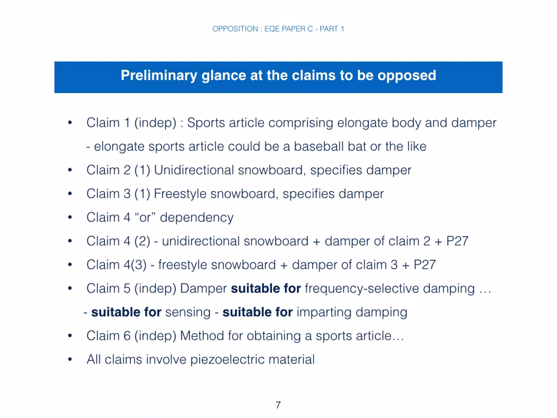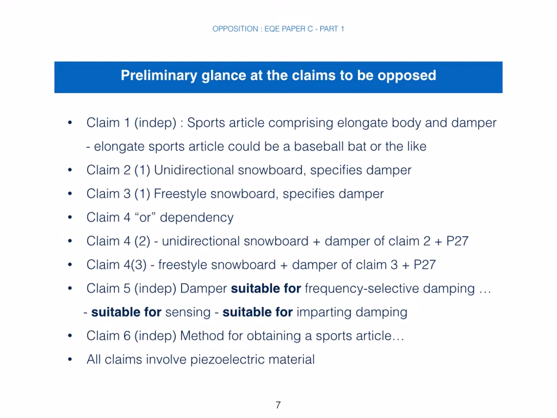An elongate sports article. At this stage we could imagine we will encounter other types of elongate sports articles, such as a baseball bat or things like that, that will come up in the prior art. Claim 2 is a sports article according to claim 1, and this is a unidirectional snowboard, and it specifies the features of the damper.